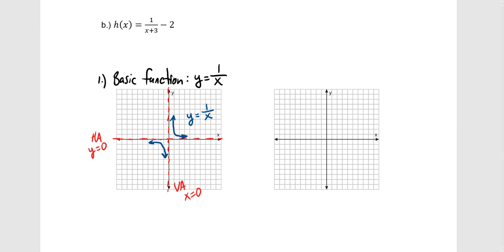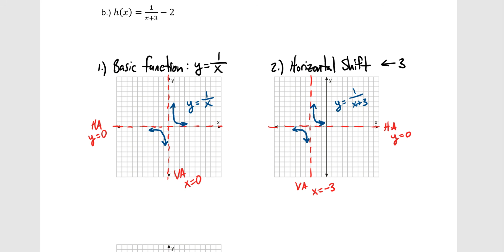And the next thing we look for is the horizontal shift. And there is a horizontal shift. It is going to be to the left 3 because it's x plus 3. So graphing that out. And that'll look something like this. So notice that the vertical asymptote got moved to the left 3 units. It's now at x equals negative 3.